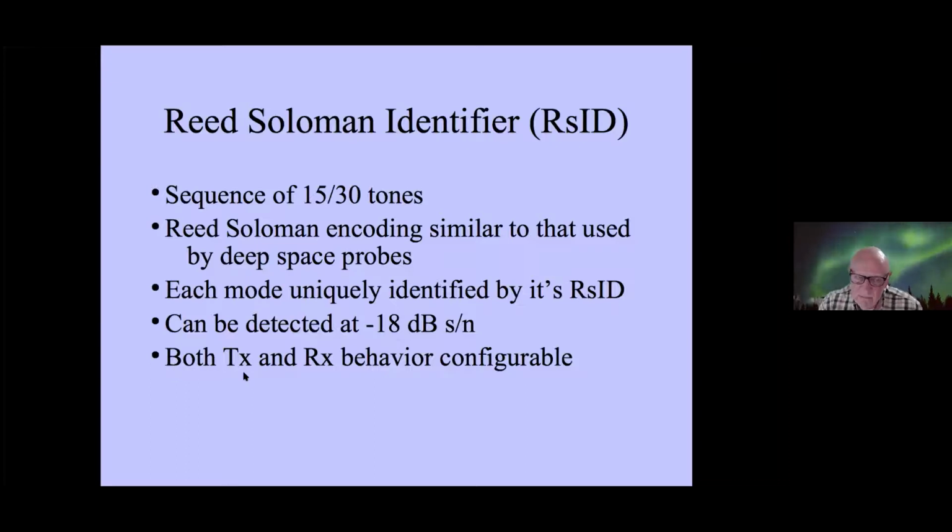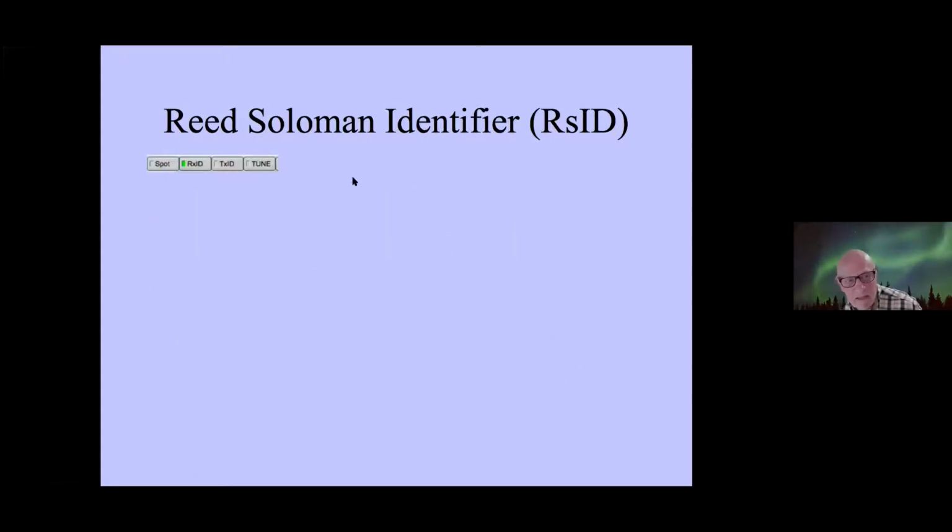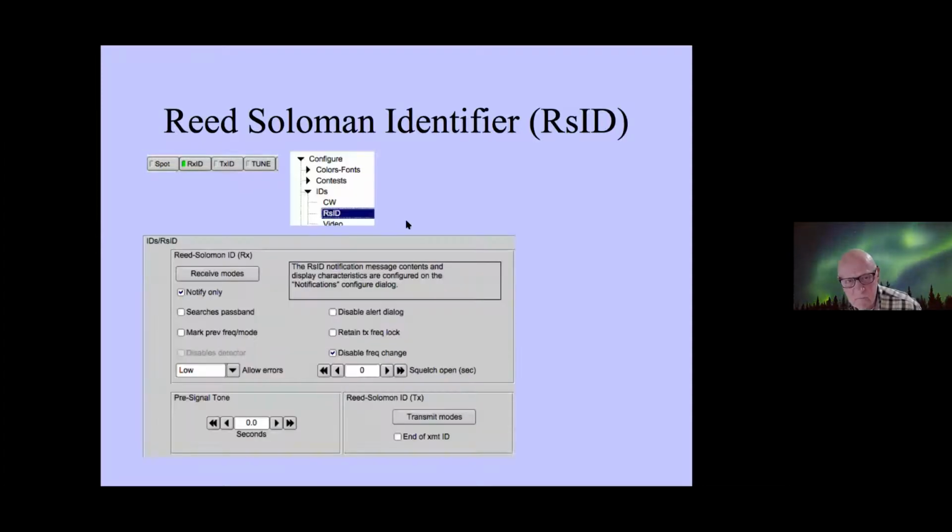So in Fldigi, both the transmit and the receive behavior of RSID is configurable. In the upper right-hand corner of Fldigi, near that tune button, are 2 other buttons, RxID and TxID. Either one can be enabled or disabled at this spot. If this is enabled with a green light, that usually means that it's only going to look at a very small passband around your current waterfall signal. If this is red, then the entire passband will be searched for signals to decode.